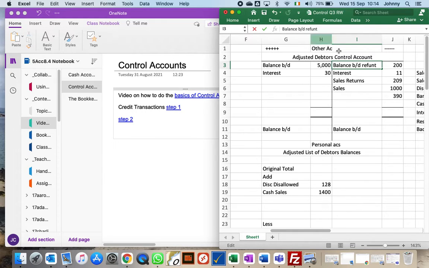In this case, we're talking about debtors. So we owe this money back to one of my debtors. We owe them their money back because they had to return goods that they had already paid for. So now I'm going to balance this at the end.